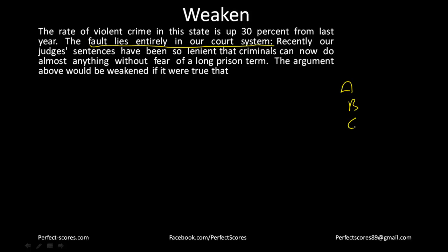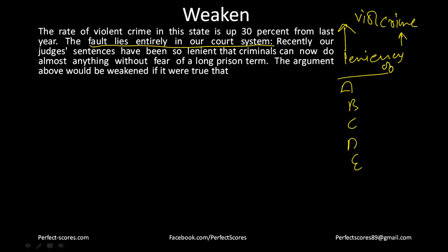Before going to the options, let's just write down our options over here on the scratch paper. It says the violent crime has increased. So violent crime has gone up, and the reason the argument gives is the leniency of the judges. So if we find something that proves this relation to be incorrect, or we give another reason why the violent crime has gone up, that would totally weaken the argument. So let's go ahead and see which of the options does that.